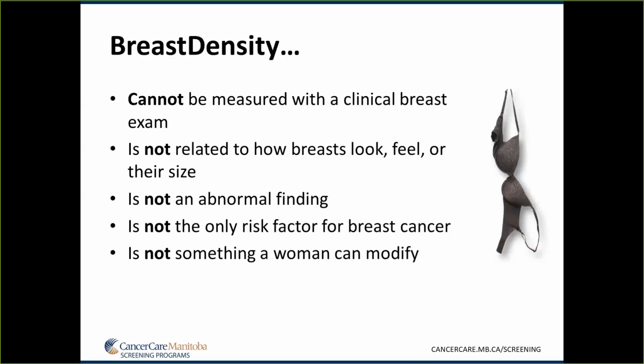Importantly, it's not an abnormal finding. It's just simply a trait. And also, it's not the only risk factor by far for breast cancer, but rather it's only one of many factors. And very importantly, this is not something that a woman is able to modify.